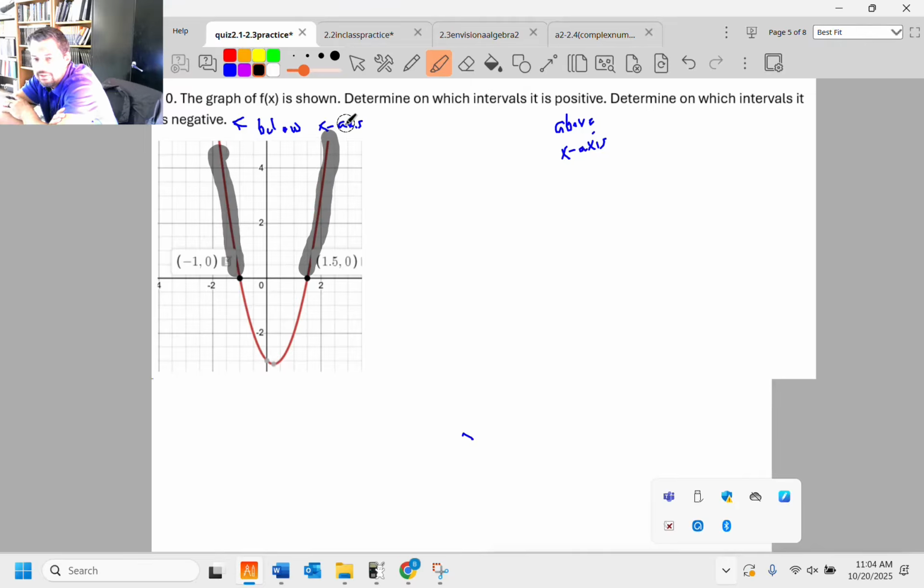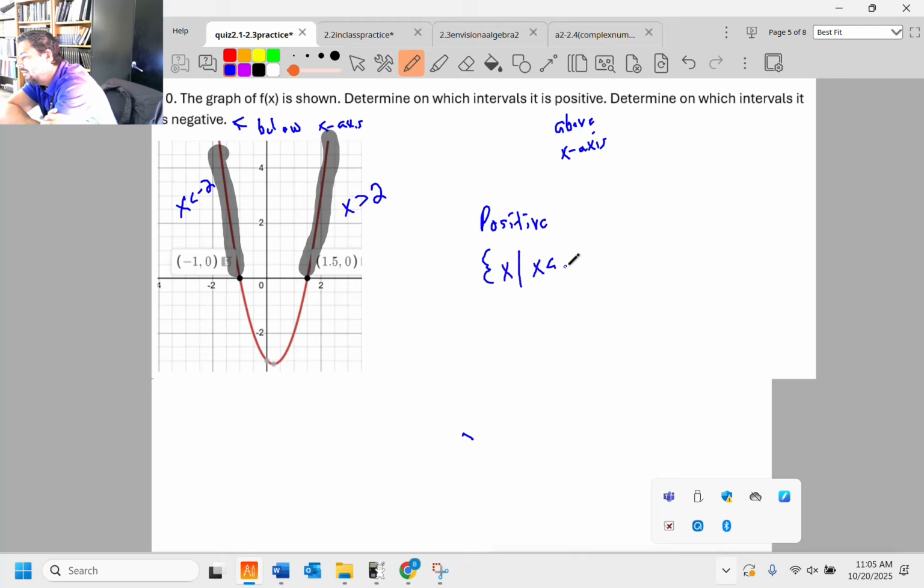Of course, now interpreting this is a little bit harder to do. If we like inequalities, we would say this happens when x is less than negative 2, and this happens when x is greater than 2. So that's one way of answering for positive. I could do all values of x such that x is less than negative 2, comma, x is greater than 2. Or if I like interval notation, being less than negative 2 means negative infinity to negative 2. And notice I use parentheses because I did not have equality anywhere in the question. Union with the other side, which is 2 to infinity.